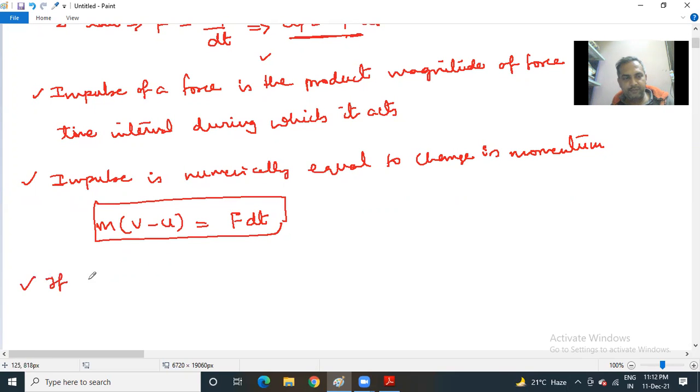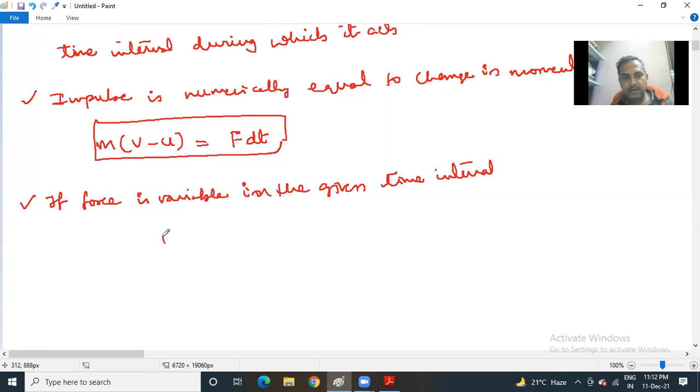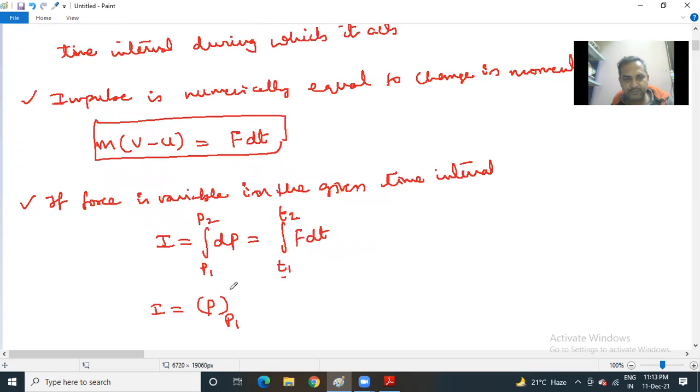Next, if force is variable in the given time interval, then we can write impulsive force as I is equal to the integral of dP, which is equal to the integral of F into dt. The time interval is t1 to t2. At t1 the momentum may be p1, and at t2 the momentum may be p2. Therefore I is equal to p2 minus p1, because the integration of dp is just p. So p1 is the momentum at t1 seconds and p2 is the momentum at t2 seconds.